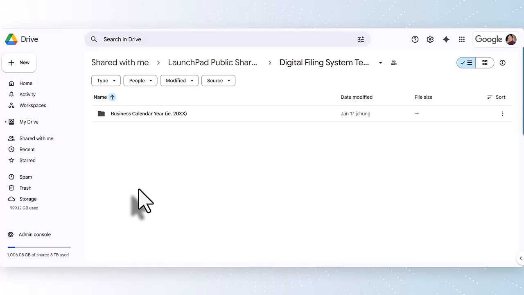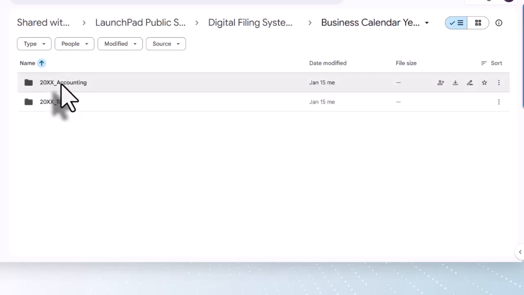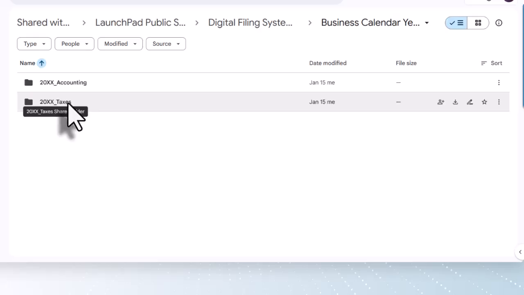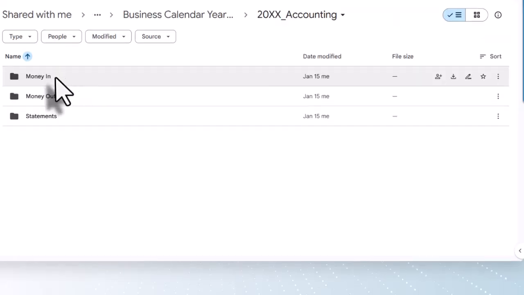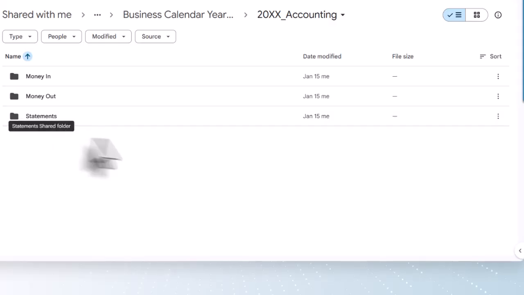So here at LaunchPad, we want to set you up for success. So we're giving you an example of a digital filing system template. We're going to use the methodology that you've already learned around the digital filing system and the MIMO worksheet. So remember the accounting and taxes folder. Here in your digital filing system, you can create your calendar year 2026, for example, accounting folder, and 2026 taxes folder. Inside the accounting folder, you'd have your money in, your money out, and your statements.